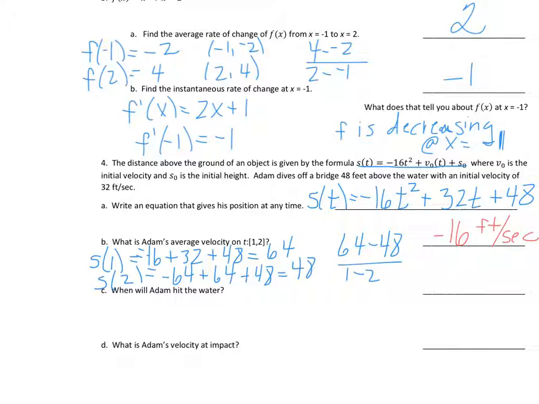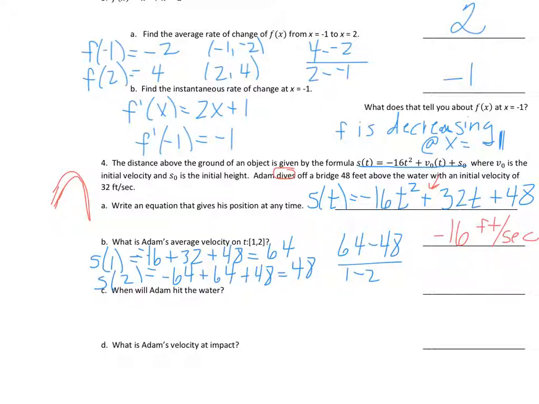Now why is it negative? Because he's going down. His velocity has a direction associated with it. And I want to be very clear. When it said the initial velocity is 32, it really means he's kind of jumping up, and then his initial velocity is going up, and then he's going down, and that's why that is positive.